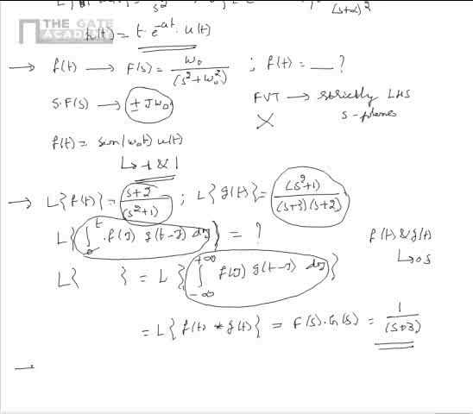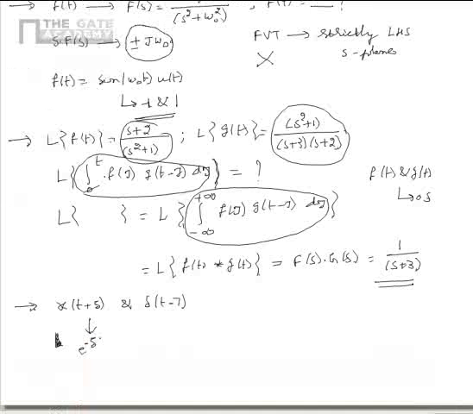Now let us look into another problem, as a part of which we need to find the convolution result of x of t plus 5 and delta of t minus 7. We know that x of t plus 5 has a Laplace transform of e power 5s into x of s, and also delta of t minus 7 has a Laplace transform of e power minus 7s.